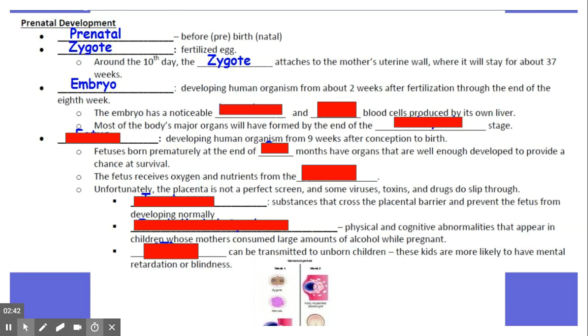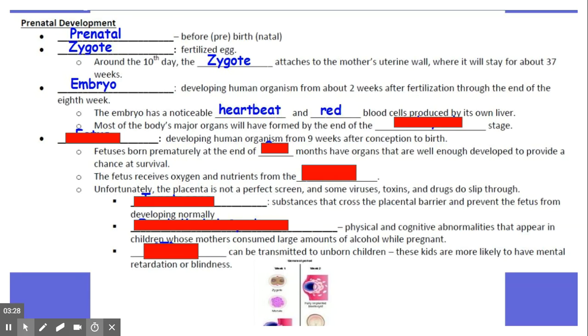An embryo is a developing human organism from about 2 weeks after fertilization through the end of the 8th week. When we combine the zygote and embryonic stages, we're talking about a period of time where some women may not even realize that they have conceived. The embryo has a noticeable heartbeat, though sometimes it may be difficult to detect. We also have the development of red blood cells produced by its own liver. So as far as organ development, by the time we get to the embryonic stage, quite a bit of that is actually occurring.